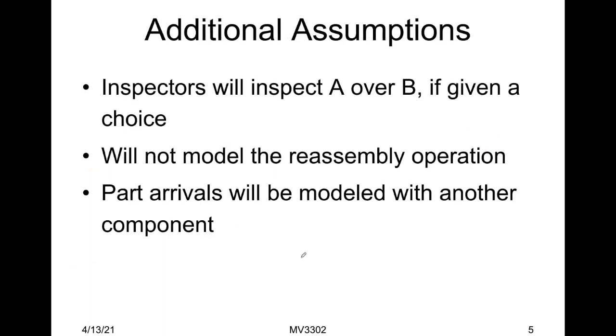Again, these are the additional assumptions: the inspectors are going to inspect A over B if given a choice. We're not going to worry about the reassembly operation. Obviously, the student who's modeling the helicopter maintenance at some point needs to put things back together, but for this component, we're not going to model that. In fact, in that model, the disassembly and the reassembly operations were modeled using different components, and the components that student is using are much more complex than what we're dealing with here.